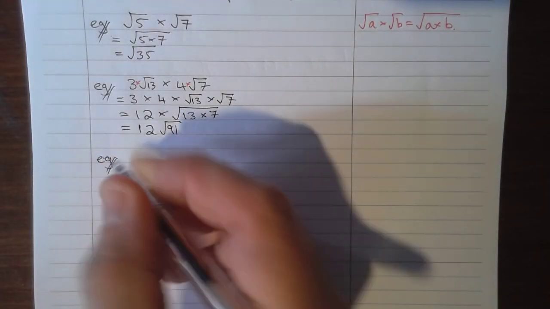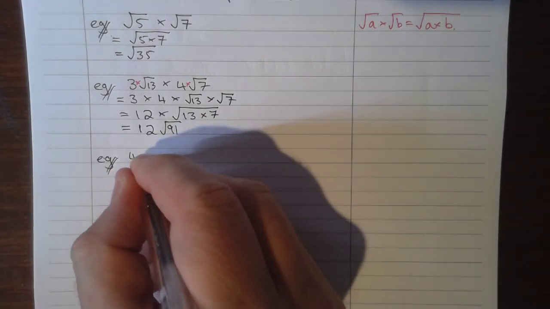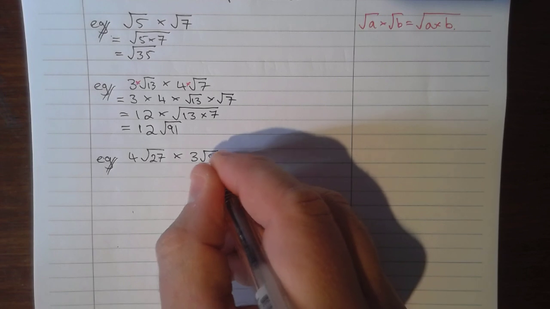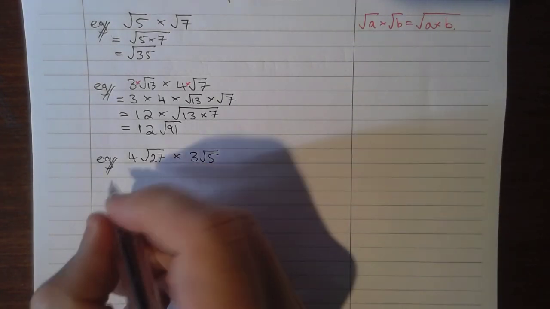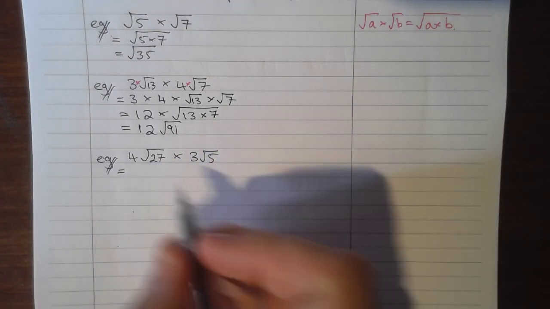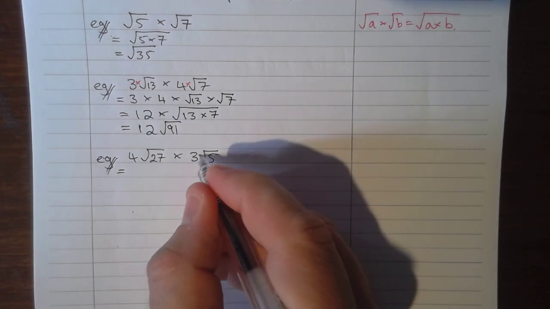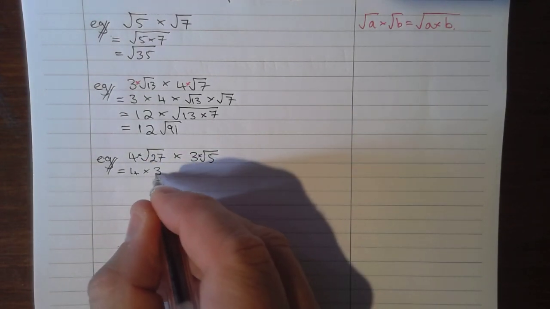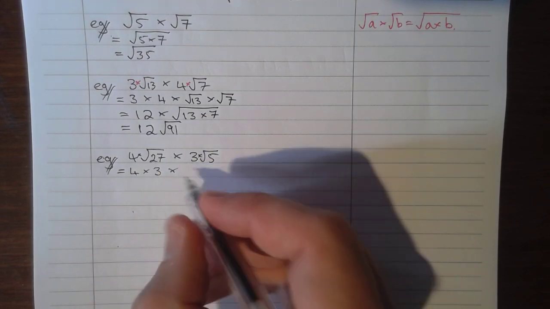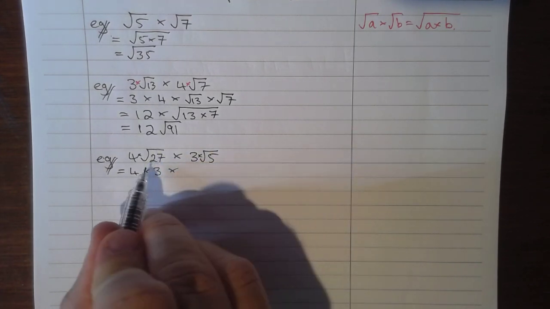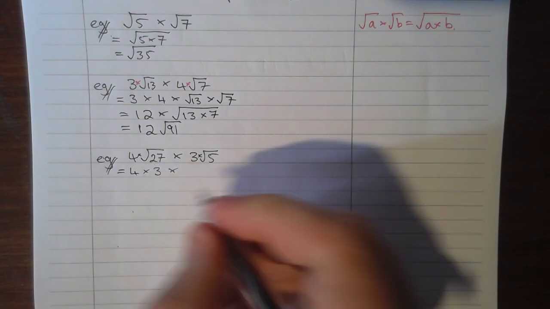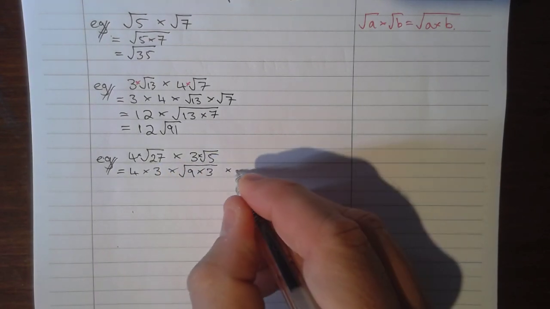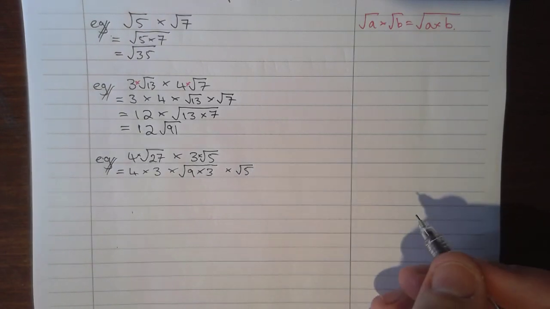All right, one more example. Let's take a look at 4 times the square root of 27 multiplied by 3 times the square root of 5. Again, we can change the order of multiplication, put little multipliers in here, to be 4 times 3, and then multiplied by, I'm going to rewrite 27. I can see that's got a perfect square factor of 9. So I'll write that as 9 times 3, and then I've still got this root 5 at the end there.